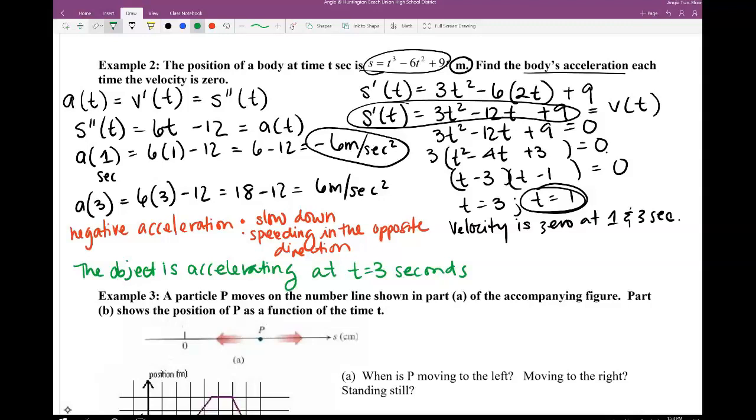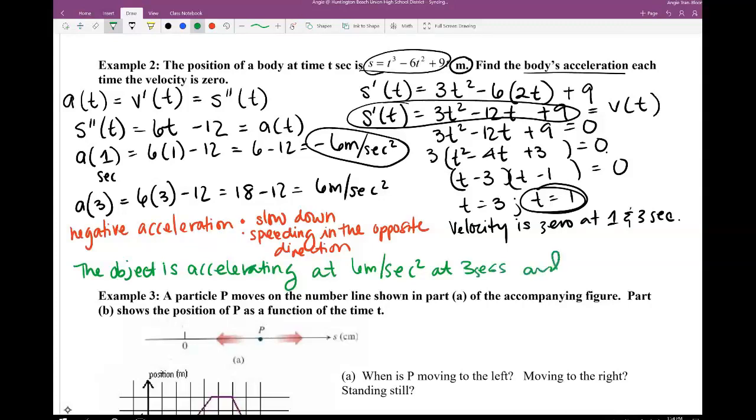I'm sorry, I should use the don't erase. Sorry, at 3 seconds, it's at what, 6 meters per second? The object is accelerating at 6 meters per second squared at 3 seconds. There's a lot of "at," isn't it? That sounds confusing. The object is accelerating at 6 meters per second squared at 3 seconds.